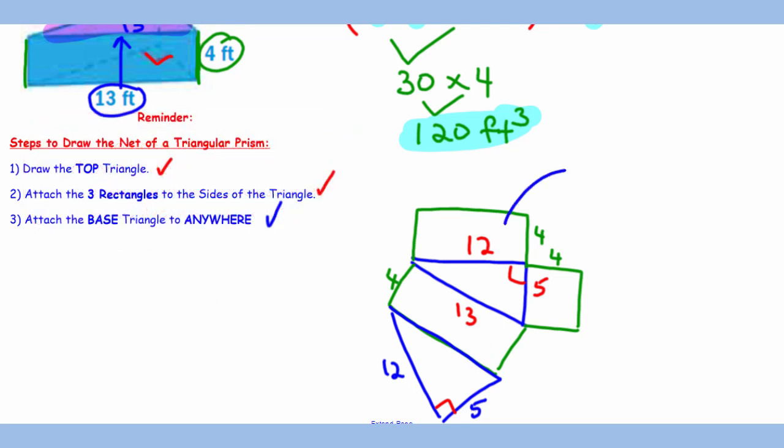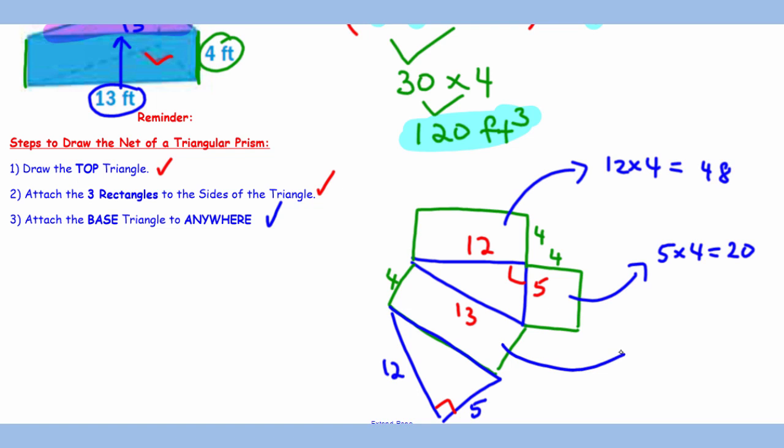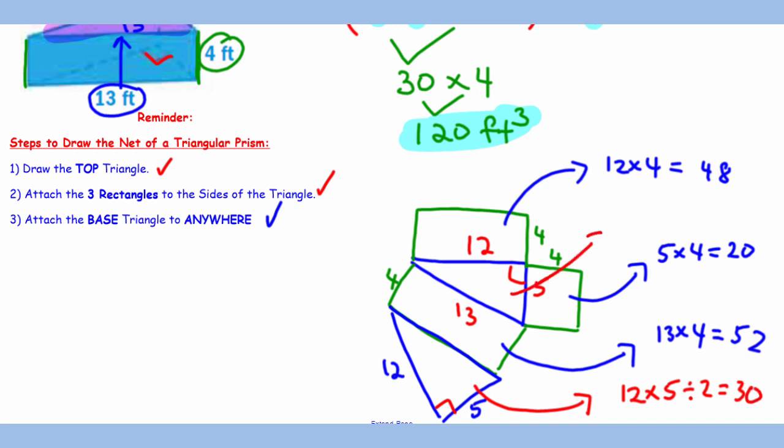So the rectangle right here will be a 12 by 4, which gives you 48. The rectangle right here will be a 5 by 4, which is 20. This rectangle will be 13 by 4, and that will give you 52. The triangle right here will be a 12 by 5, and we have to divide it by 2 for a triangle, so that gives you 30, and they are identical, so this will also be a 12 by 5 divided by 2. That gives you 30.